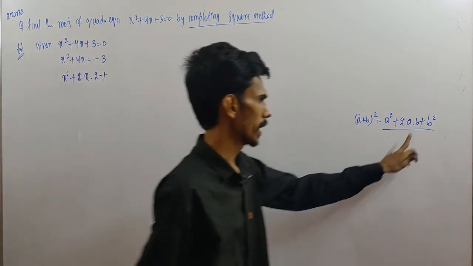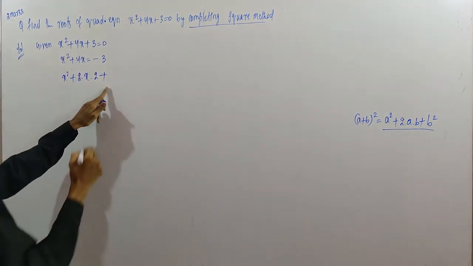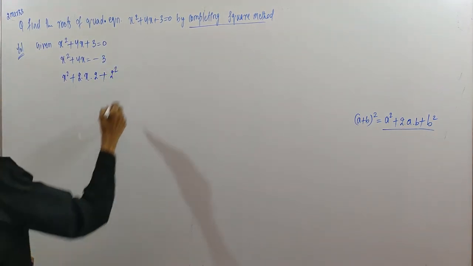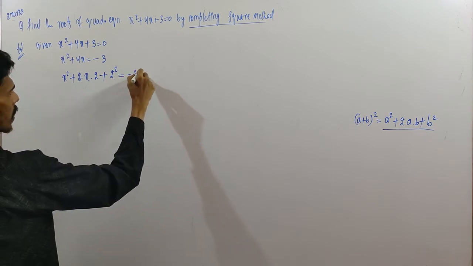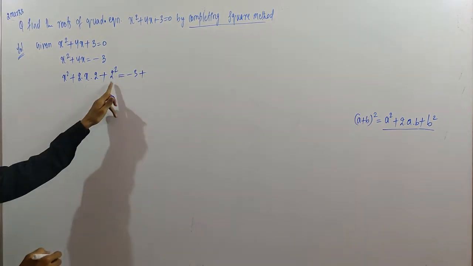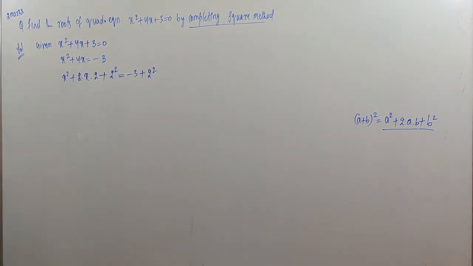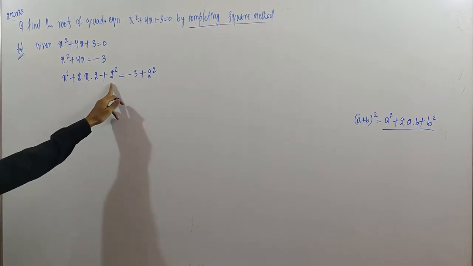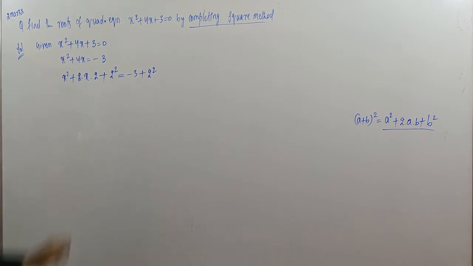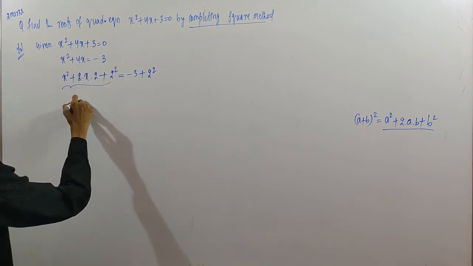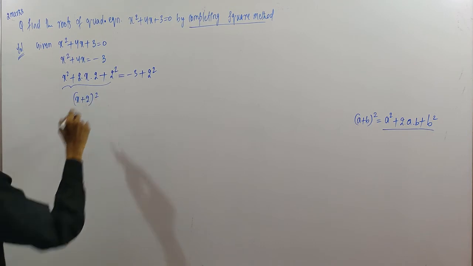Next we have b square. So here we have 2, so write down 2 square. That is equal to minus 3 plus, here we have extra 2 square, so add 2 square here also. Adding 2 square on both sides to get a balanced equation. Now this complete term can be replaced by first and last, x plus 2 whole square.